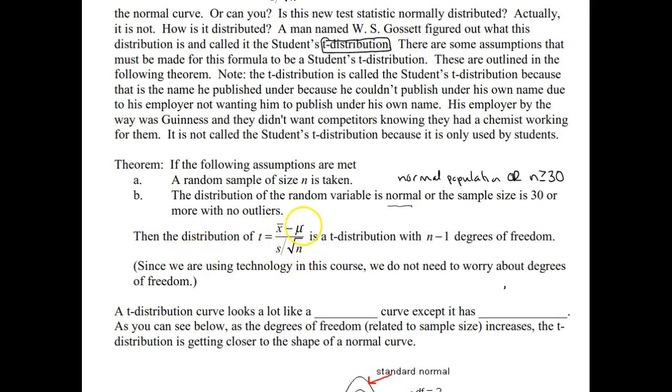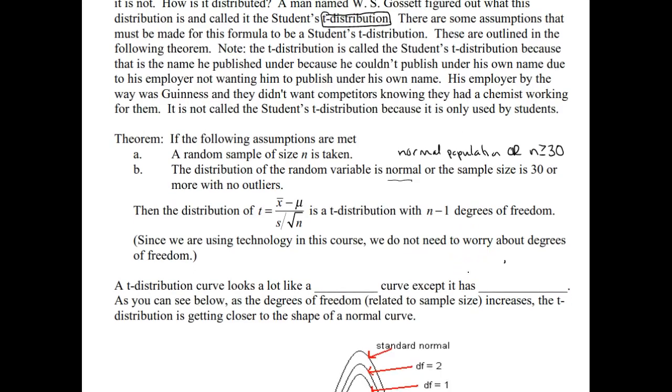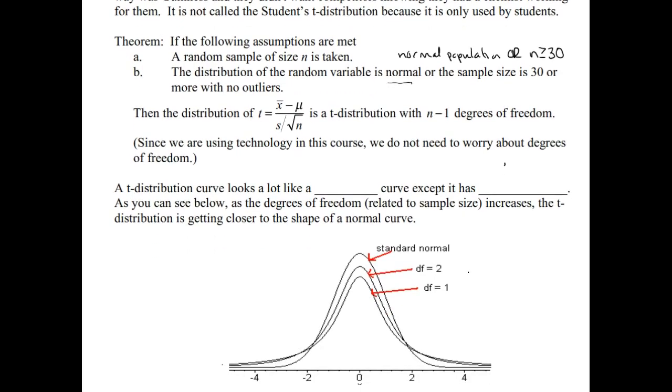So then the distribution of this new standardized score, instead of using a z-score, looking at a t-score, follows a t-distribution. And we can then use that to get our tail probabilities and p-values for our hypothesis tests. Now, this thing also has something called degrees of freedom associated with it, but since we're using technology and no tables, we're not going to worry about what that even means for this particular course. So a t-distribution curve looks a lot like a normal curve. It's another bell-shaped curve that's symmetric, single mode here, except it has slightly fatter tails.